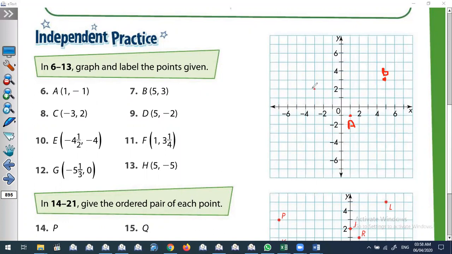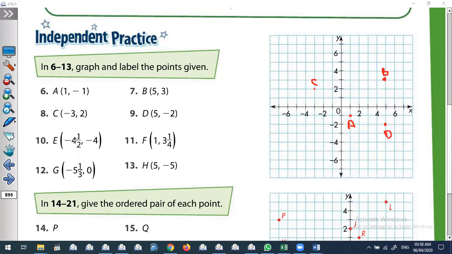So negative 3 and 2. This letter is C. D, 5 and negative 2. 5 on x here. Negative 2, go down, 1, 2 here. This letter is D.